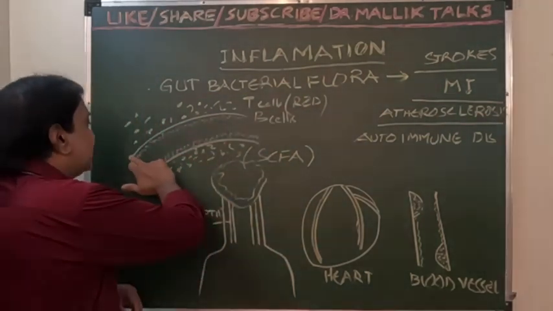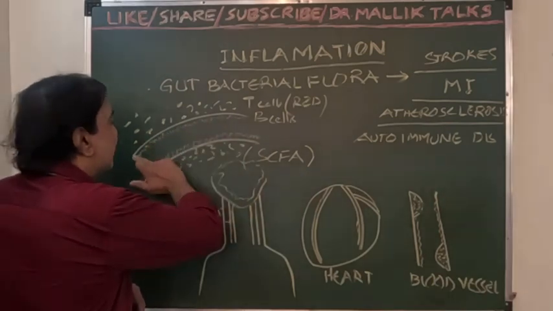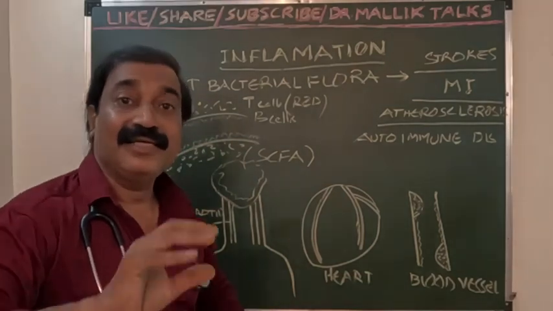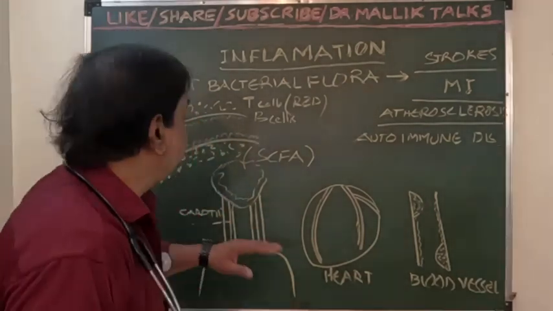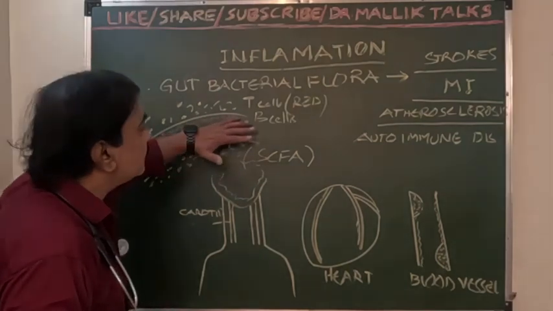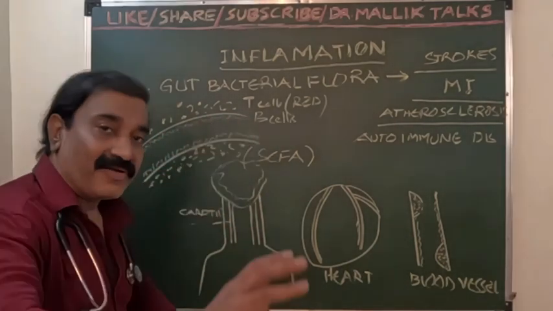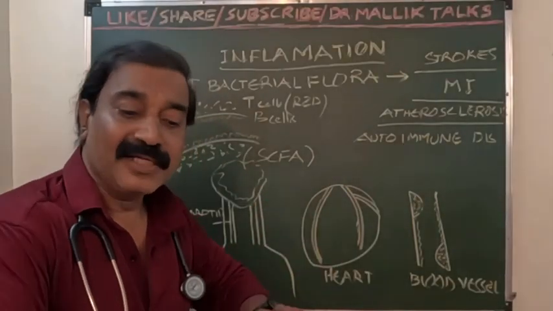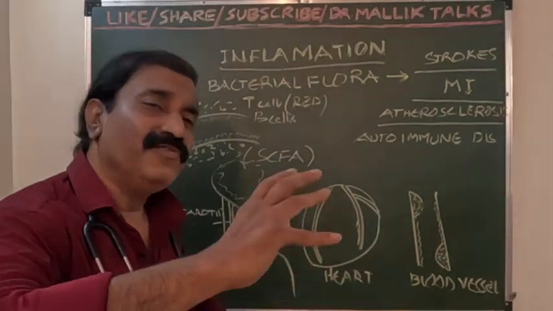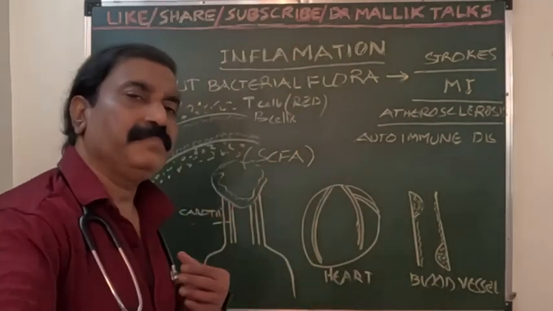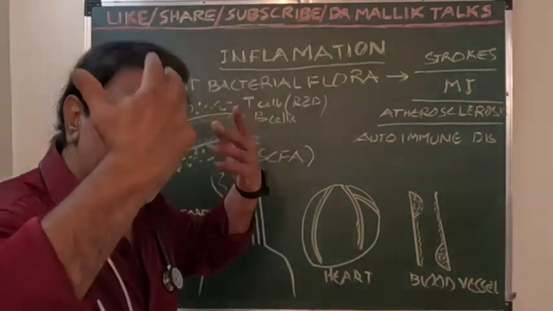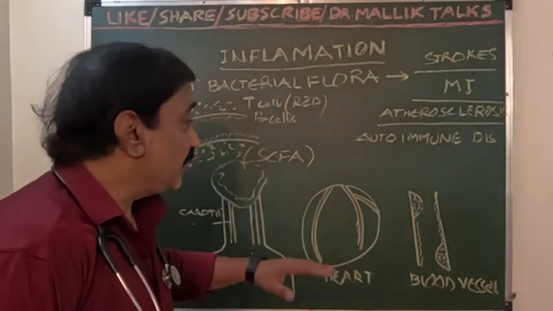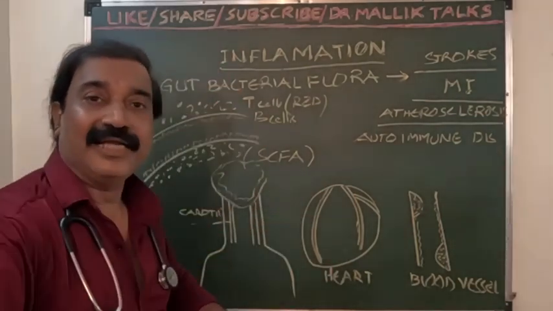So what happens? This particular mucosa gets damaged. This is called leaking gut, gut leakage. That means this mucosa gets damaged. And from there the inflammation goes on spreading. The inflammation will go to the total body, all the blood vessels, all the connective tissues inside the body. The inflammation process starts from here and it enters the body.